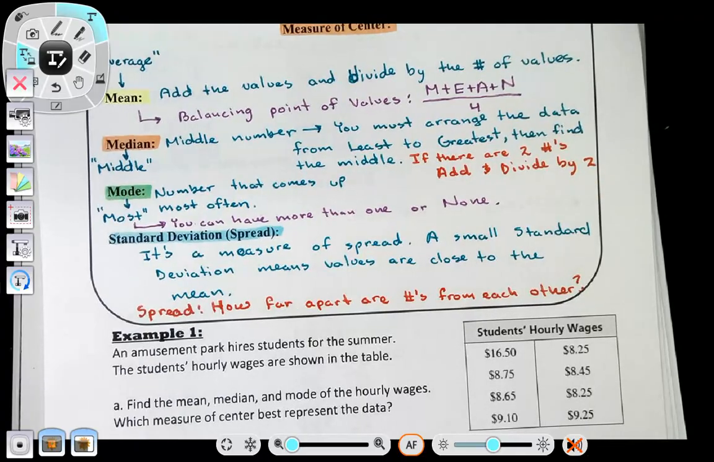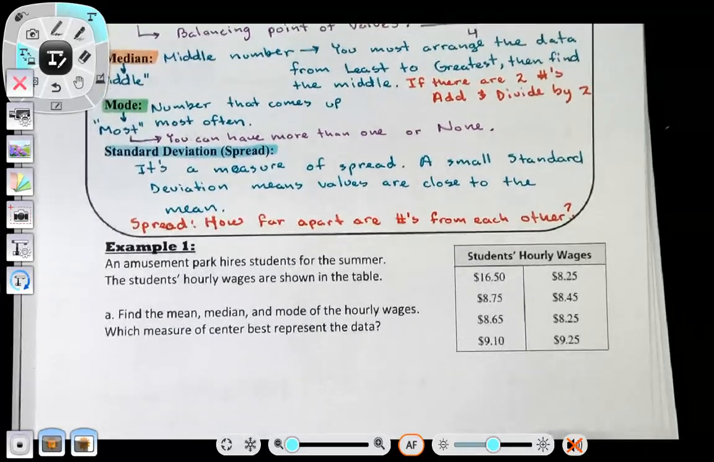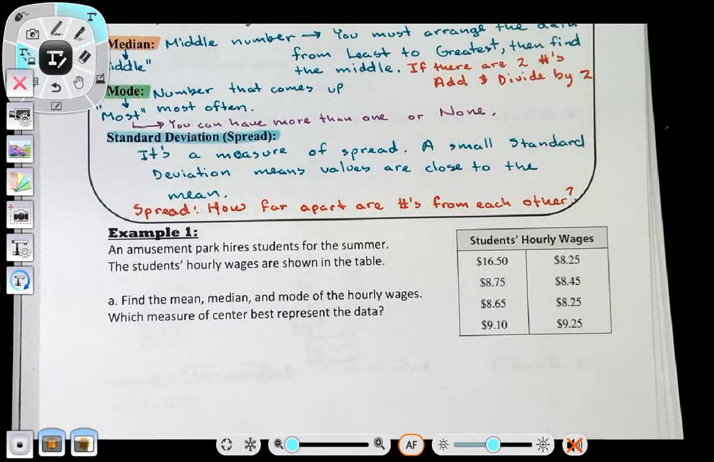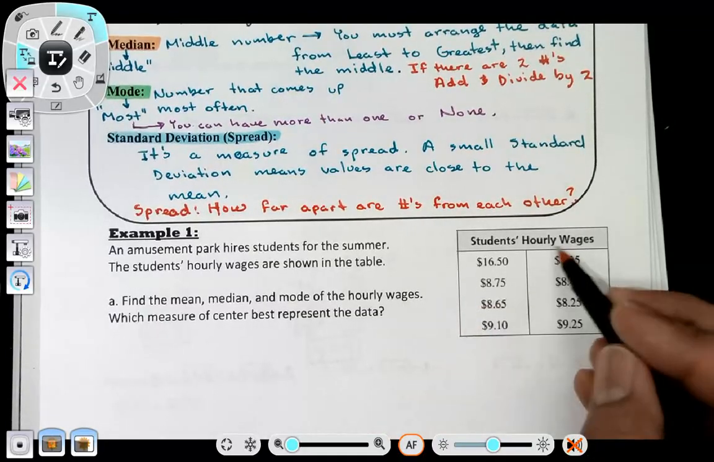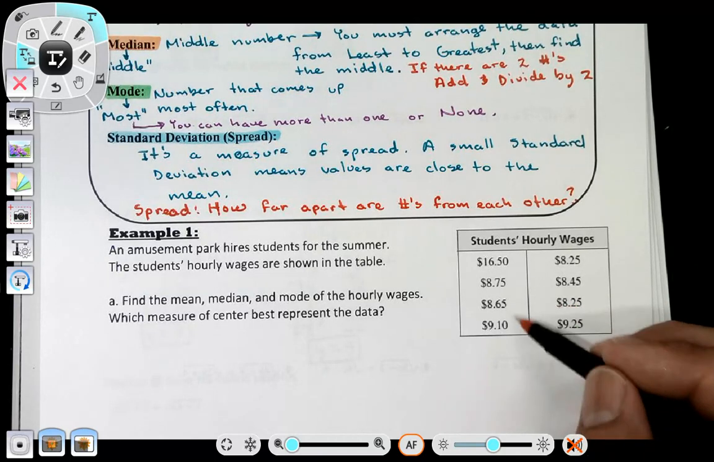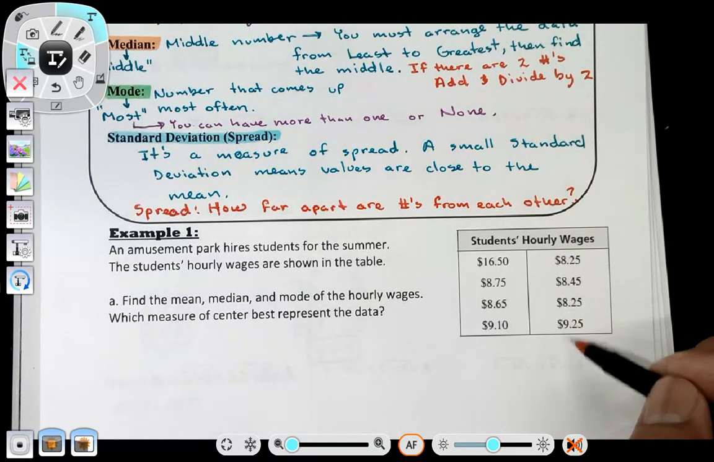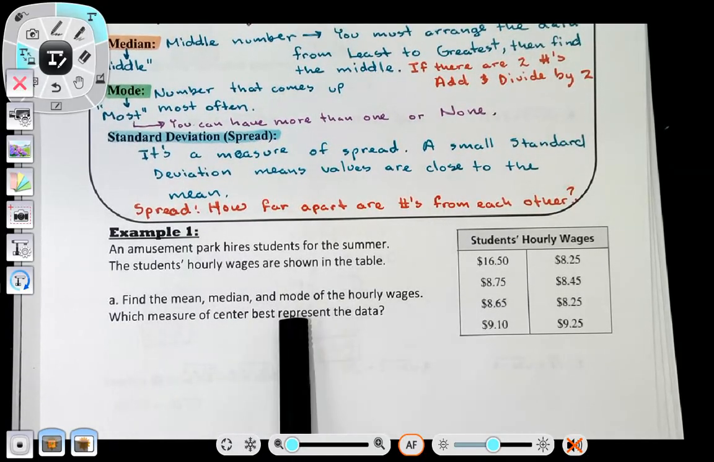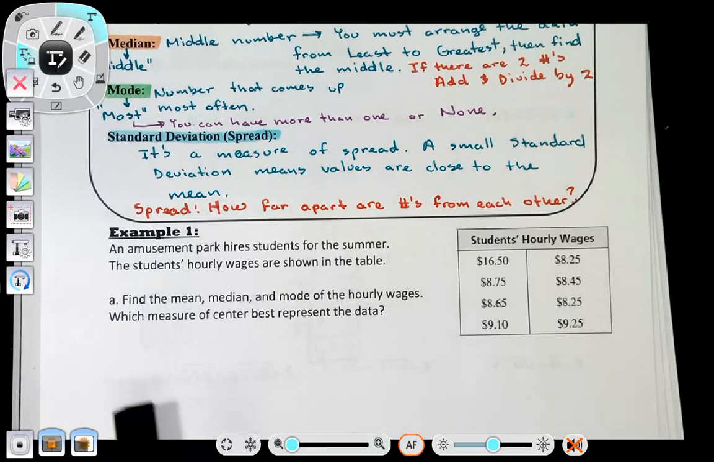Okay, so I'm just going to move it up a little bit, just so that I can start reading, and you can start reading it as well. An amusement park hires students for the summer. The students' hourly wages are shown in this table. So remember, this is how much they get paid by the hour, right? Maybe they're working at Knott's, Magic Mountain, somewhere. And this is really old, right? Because look what they're getting paid. That doesn't happen anymore. But anyways, find the mean, the median, the mode of the hourly wages. Which measure of center best represents the data?